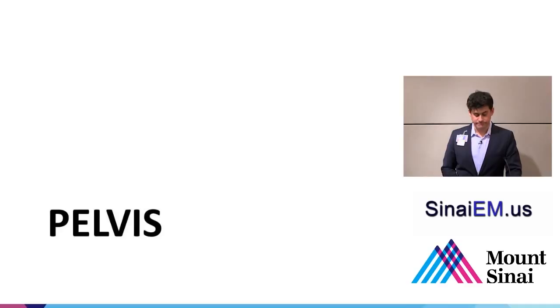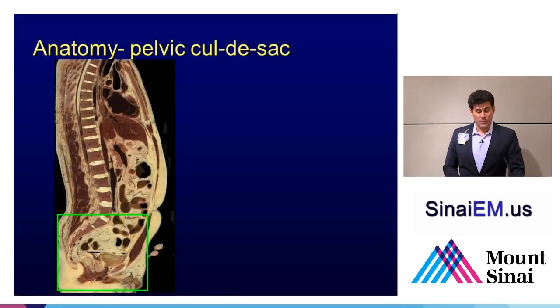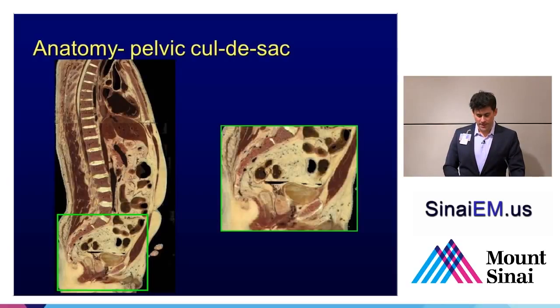So we've looked in the right upper quadrant, we've looked in the left upper quadrant. We've extended both views, the right and left upper quadrant, up into the thorax to evaluate for fluid in the thorax as well. So the last area we're going to look at as part of the FAST exam, evaluating the peritoneum, is looking in the pelvis. So we want to have a look in the pelvic cul-de-sac, which is the area behind and inferior to the bladder.